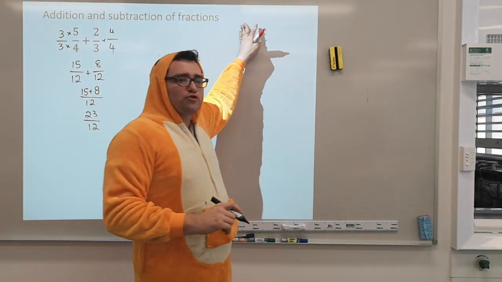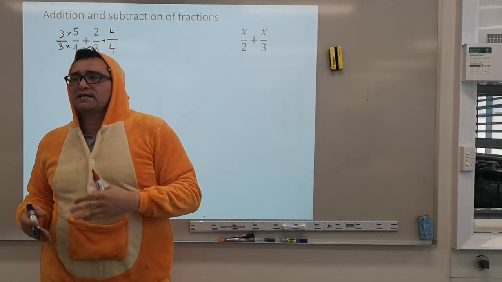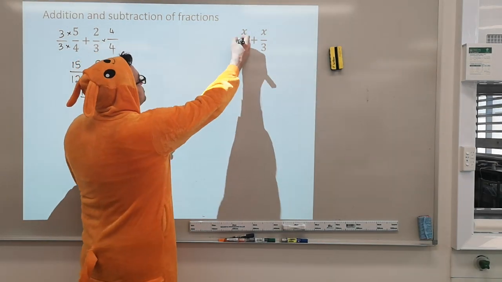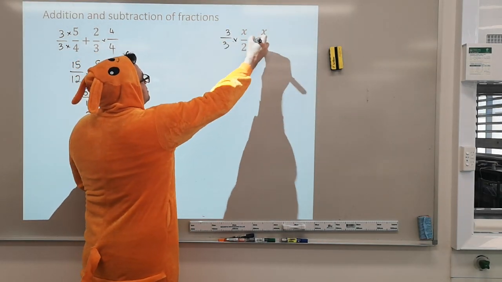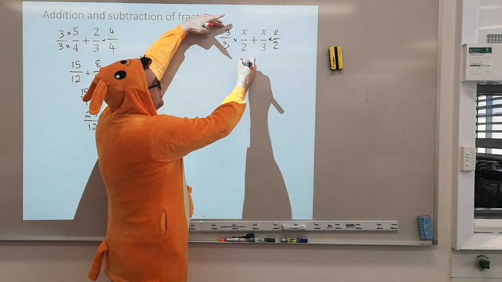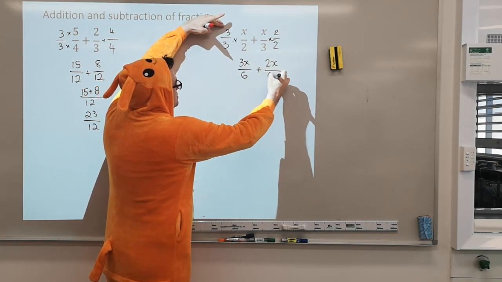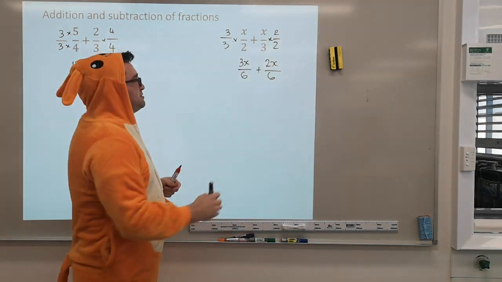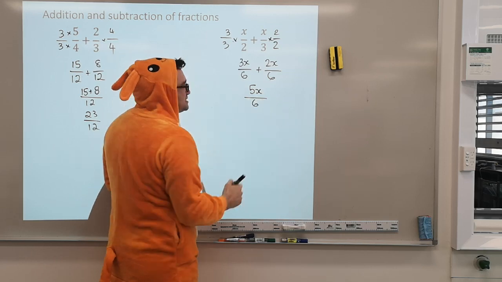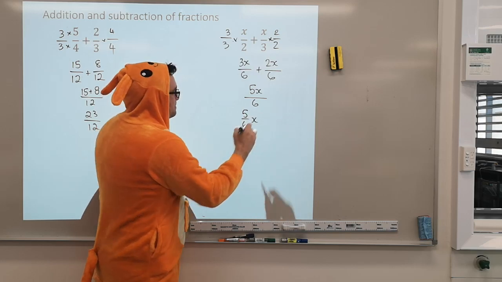What if we have a pronumeral in our numerator? So we've got x over 2 plus x over 3. Once again, same process. Lowest common denominator is going to be 2 lots of 3, so 6. So multiplying by 3 on 3, multiplying by 2 on 2, we end up with 3x on 6 plus 2x on 6. Bring them together, 3x and 2x is 5x on 6, or if we want to write it as a coefficient, 5/6 of x.